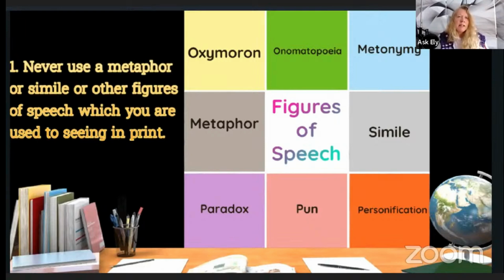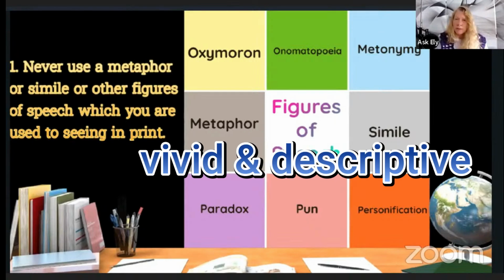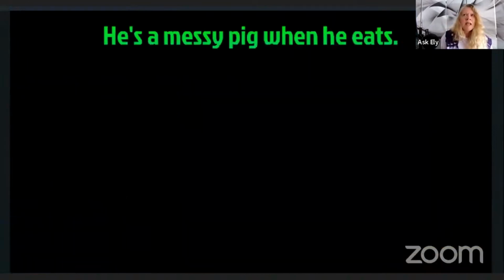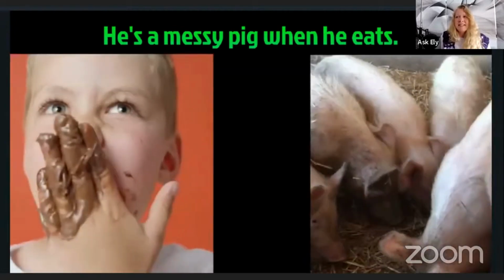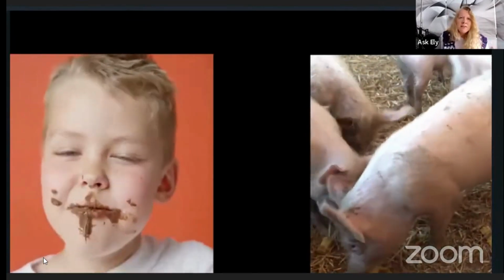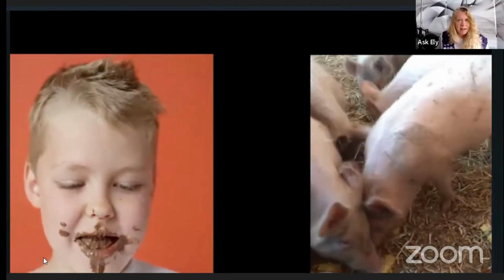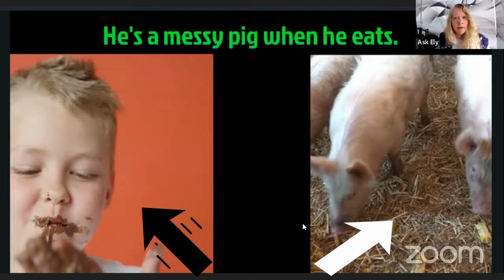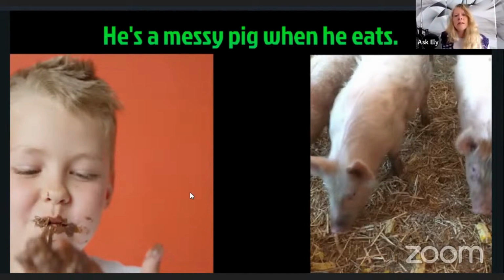Metaphors and similes make the English language more vivid and descriptive. This is great for when you're speaking, but not for when you're writing. So, for example, he's a messy pig when he eats. This is an example. It could be argued that if people use this without thinking, the reader might get confused and it would lose the meaning. Your reader might not know the metaphor and they might get confused. Well, are you talking about a pig or are you talking about a person? So that's why we don't use them in writing. Speaking, that's a different story.